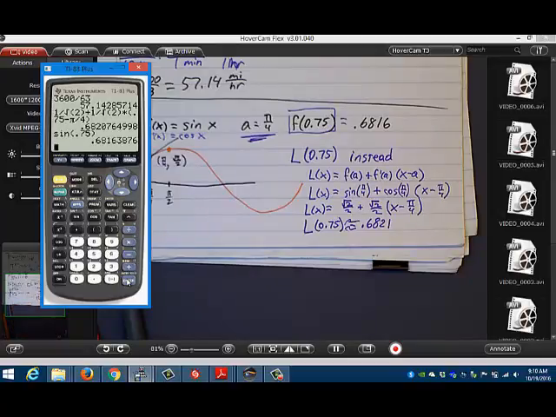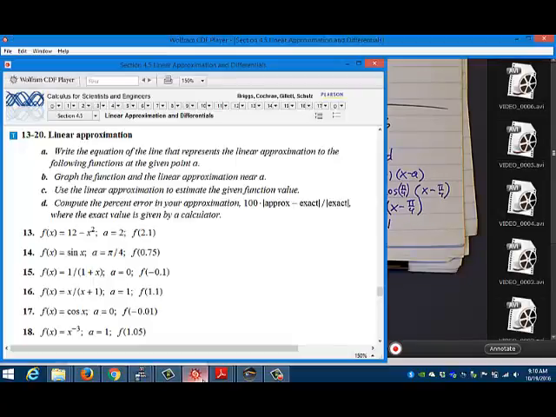Oh, was there anything else I was supposed to do according to the homework directions? Write the equation, did that. Graph the function, did that. Use the linear approximation. Oh yeah, so compute the percent error. Do you guys want me to do that? Okay, let's finish the problem then. It says do 100 times approximate minus exact over exact, where the exact value is given by a calculator, right? So I guess I can do that here with the calculator.